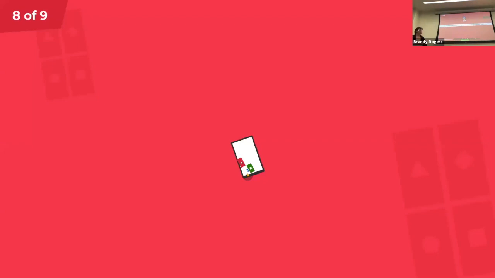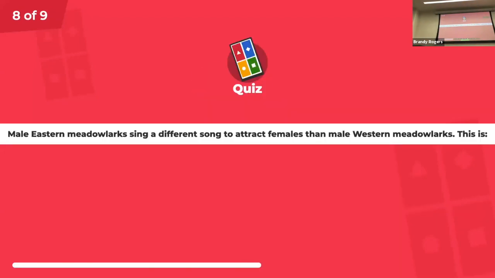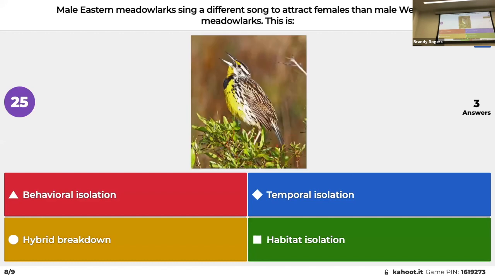All right, male eastern meadowlarks. If you don't know what that is, there's a picture coming up here in a second. Sing a different song to attract females than male western meadowlarks. You guys can read, I cannot. They sing a different song to attract females than male western meadowlarks. What type of isolation is this?